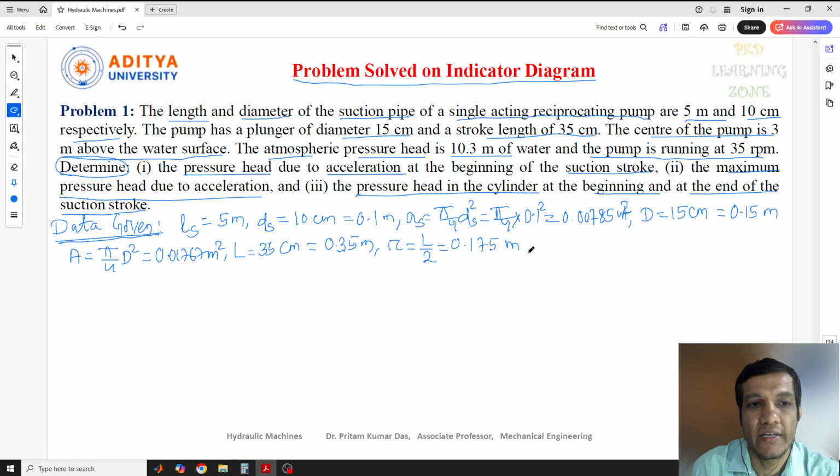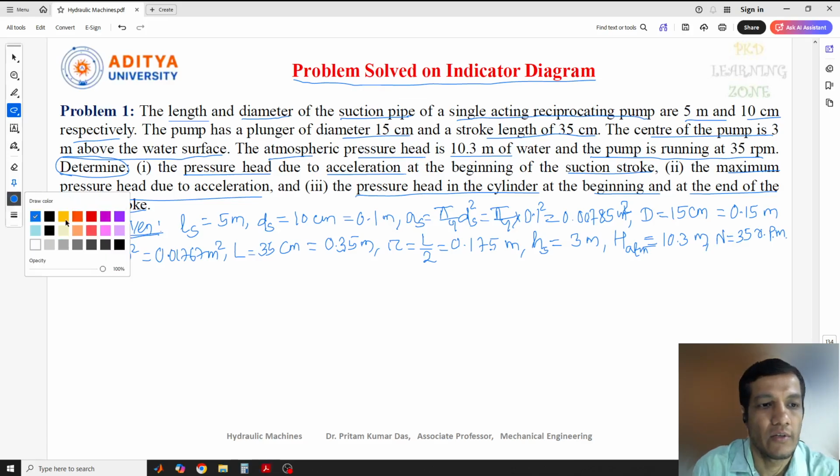Next is given the pump. The center of the pump is 3 meter above the water surface. That means the center of the pump from the water level is 3 meter. That means it is the suction head. So it is HS. So HS is 3 meter given, and the atmosphere pressure head is 10.3 meter. So we know that atmosphere pressure head is capital H ATM. That means the water surface level, from the bottom to the central point of the pump, the total distance is 10.3 meter, and the pump is running at 35 rpm. So speed is given 35 rpm. So these are the data given for this question.